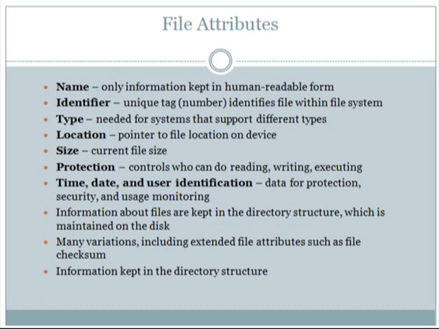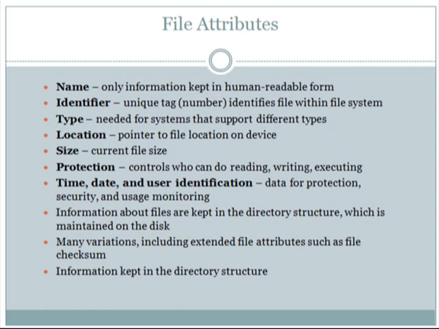Now what are the file attributes? File attributes are the characteristics of the file that are important to its users or to the OS. The various file attributes include name, the identifier or ID, type, then location, size, the protection and a few more. So what does the name of a file signify? It's only information which is kept in a human readable form, whereas the ID is a unique tag or a number that identifies the file within a file system.